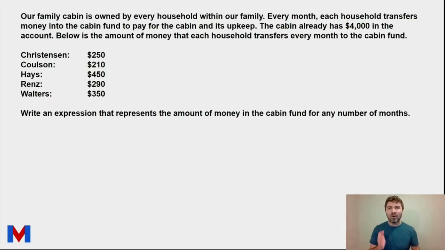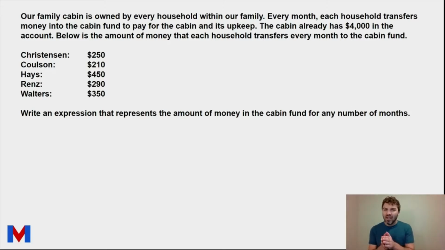Our family cabin is owned by every household within the family. And every month, each household transfers money into the cabin fund to pay for the cabin and its upkeep. The cabin already has $4,000 in the account, and below is the amount of money that each household transfers every month into the cabin fund. So the Christensens transfer $250, the Colsons $210, the Hayeses $450, the Renses $290, and the Walters $350. And again, that's every month how much each household transfers into the cabin fund.